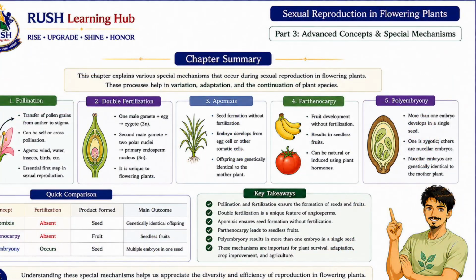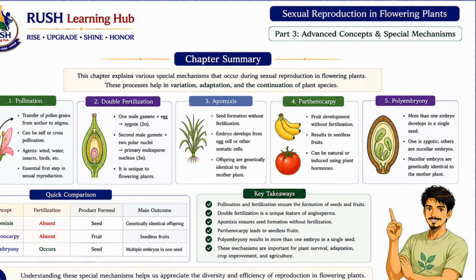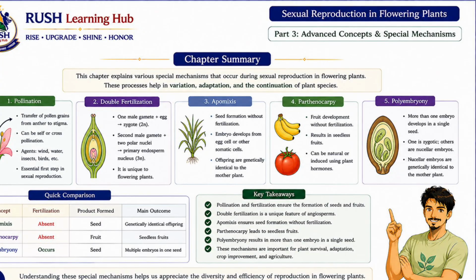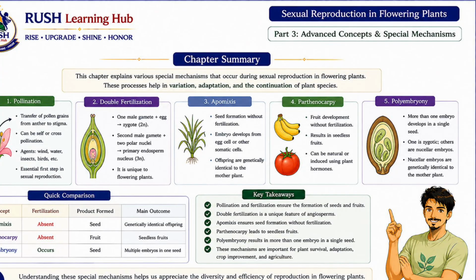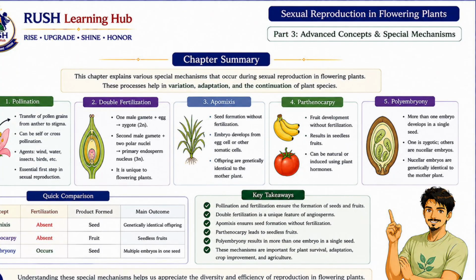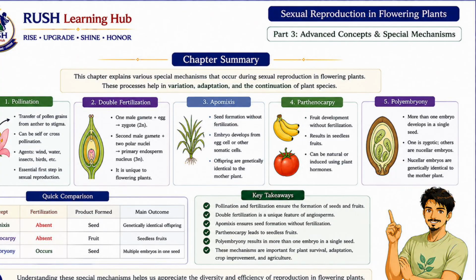Students, with this slide we come to the end of Chapter 1, Sexual Reproduction in Flowering Plants. Let us quickly revise the important concepts that we have studied throughout this chapter. We began by understanding that the flower is the reproductive unit of angiosperms. The male reproductive organ, known as the stamen, produces pollen grains, while the female reproductive organ, the pistil, contains the ovules. We then studied the formation of male and female gametophytes through microsporogenesis and megasporogenesis.